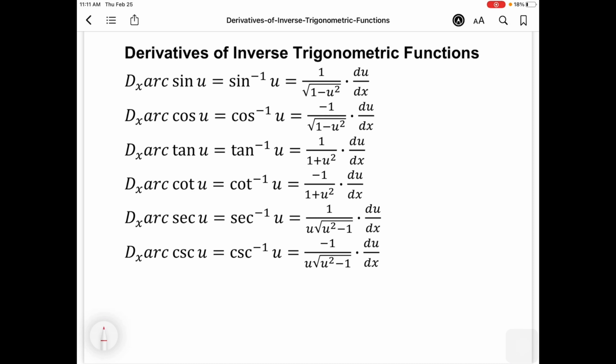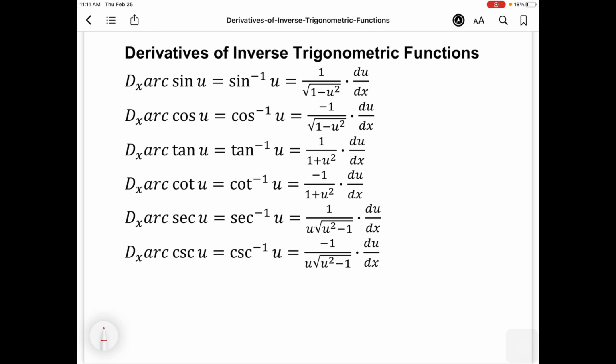The next is the arc cosine u is equal to cosine to the negative 1 u is equal to negative 1 over the square root of 1 minus u squared times du over dx. The next is the arc tan u is equal to tan to the negative 1 u is equal to 1 over 1 plus u squared times du over dx. Then arc cotangent u is equal to cotangent to the negative 1 u is equal to negative 1 over 1 plus u squared times du over dx.